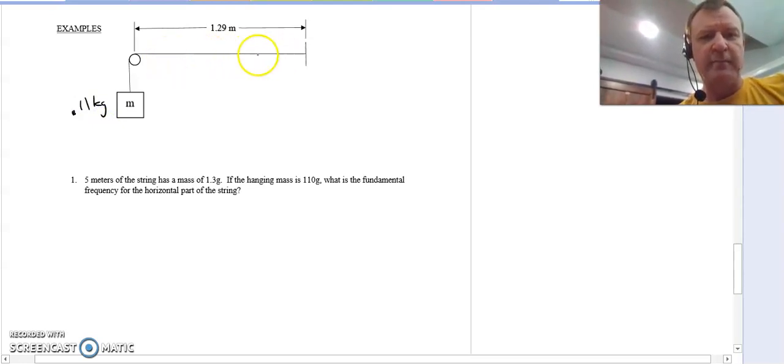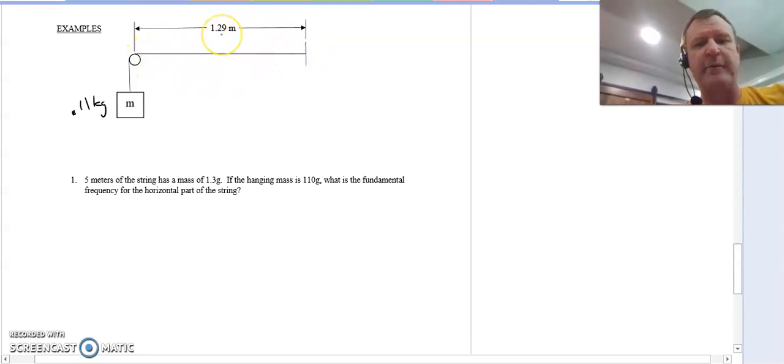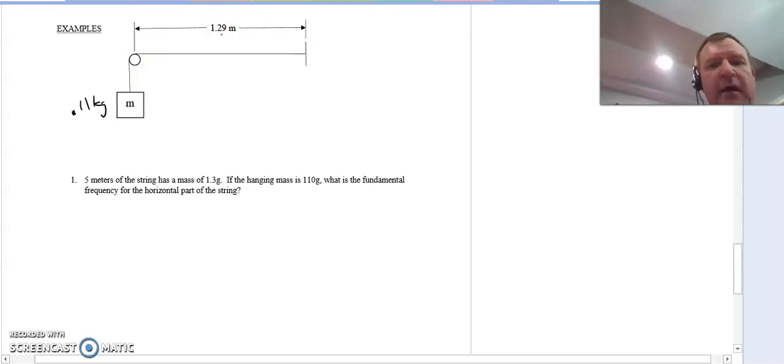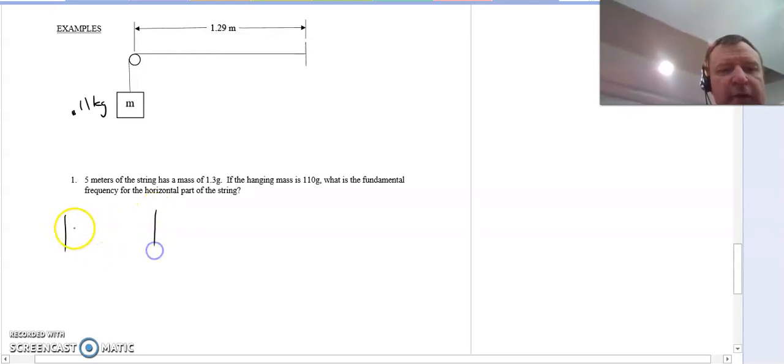So we're going to create a vibration in this part of the string here. The fundamental frequency should mean we see that first harmonic. Okay, so a single standing wave, a single loop, just flopping up and down like that. All right, so that's the first thing I'm going to do. I'm going to draw that first harmonic.